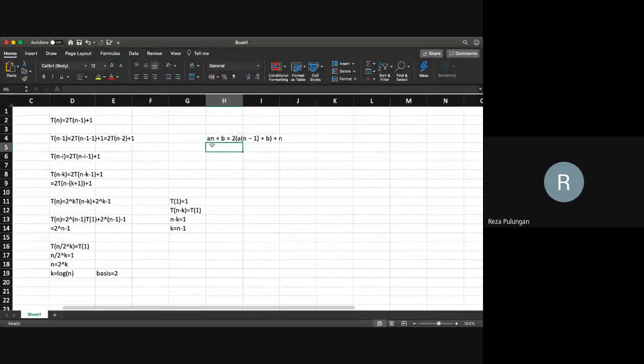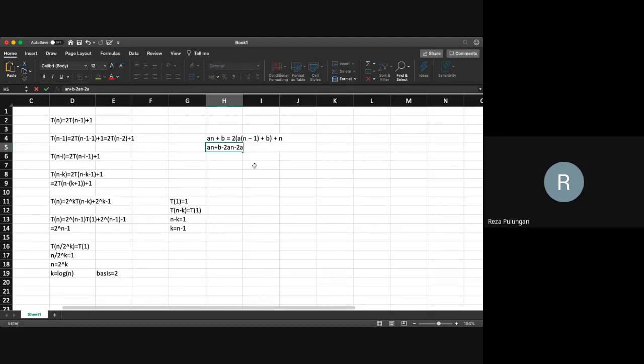Okay. So we have it here. Look at this one: an plus b is equal to 2 times a(n minus 1) plus b plus n. What do we do right now? The easiest thing to do is to move all of these things to the left. This will be an plus b minus 2an. Multiply this right away, 2an. And then minus 2a times (minus 1).